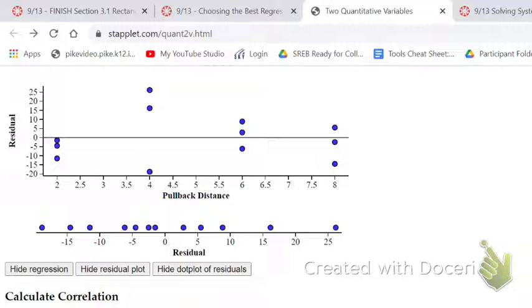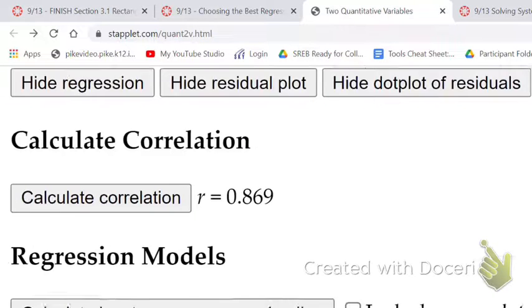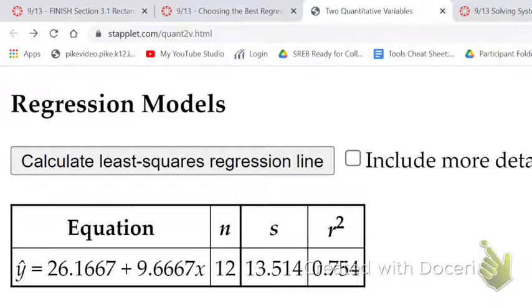You guys okay if I change it up? What's the equation? The equation is y hat equals 26.1667 plus 9.6667x. Let's see if I can get that one a little bit bigger. I don't know if it'll let me. Oh, it will. Good. So there's our equation. You want to make sure to get R squared written down as well.